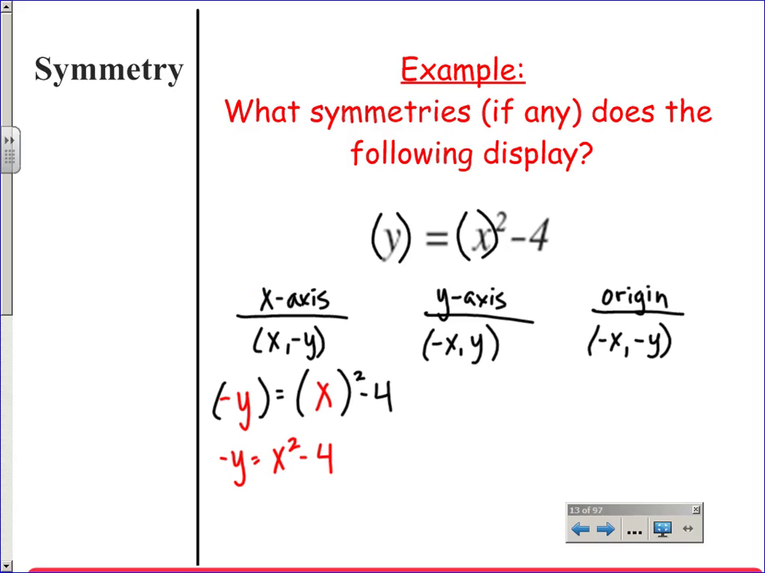I guess we could multiply both sides by a negative, but here's my question. Is there any way that this is going to stay the same as that? No. So are this and that the same equation? The answer is false. If it doesn't match up, guess what symmetry it doesn't have? It doesn't have x-axis symmetry. You might be like, well, aren't they all going to be false because they're all changing something? Well, but check out this guy.